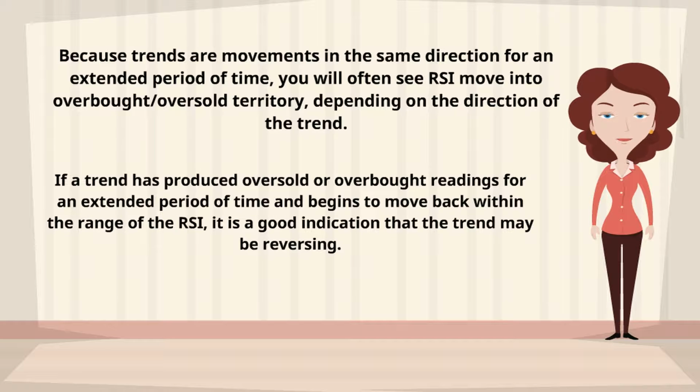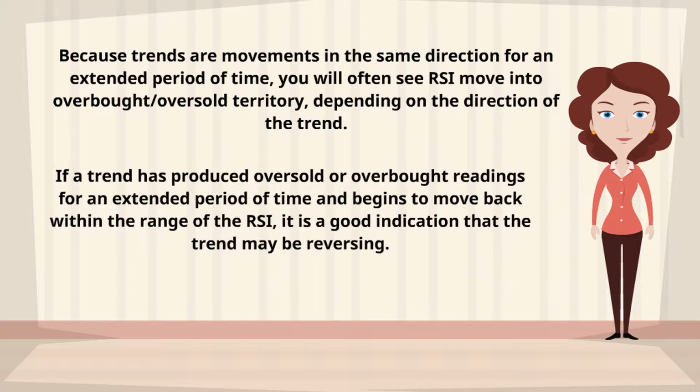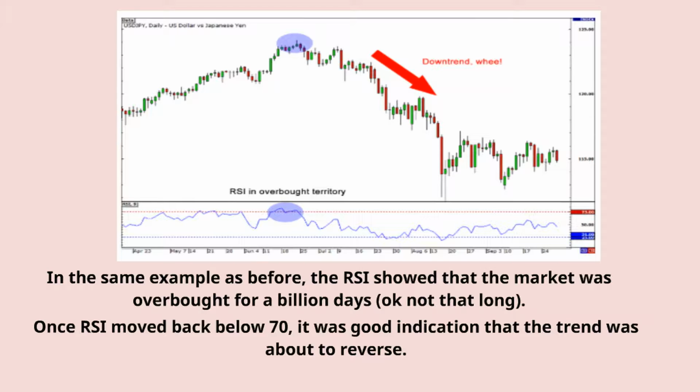Because trends are movements in the same direction for an extended period of time, you will often see RSI move into overbought or oversold territory, depending on the direction of the trend. If a trend has produced oversold or overbought readings for an extended period of time and begins to move back within the range of the RSI, it is a good indication that the trend may be reversing. In the same example as before, the RSI showed that the market was overbought for a billion days, okay, not that long. Once RSI moved back below 70, it was a good indication that the trend was about to reverse.